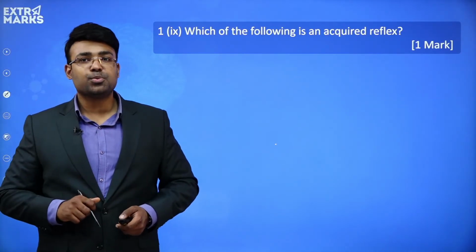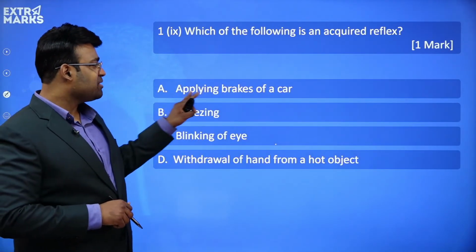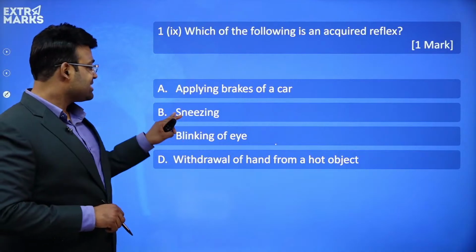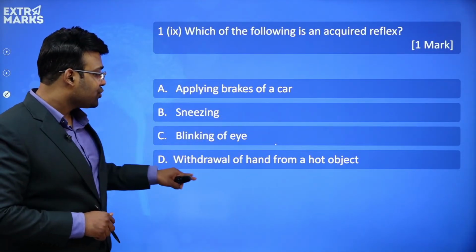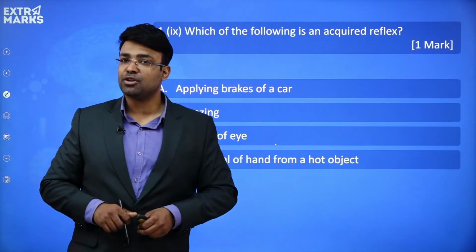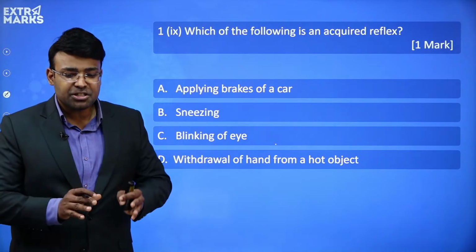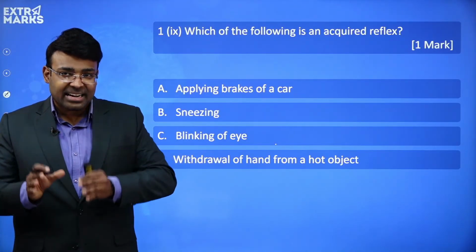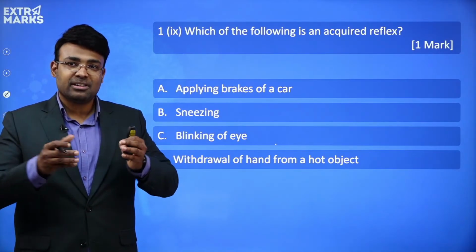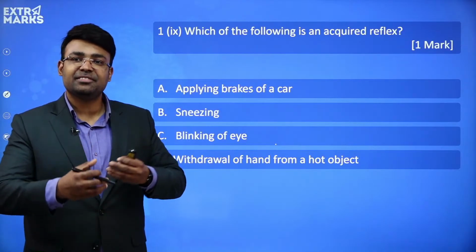So let's see the options and then try to solve the question. The options are: applying brakes of a car, sneezing, blinking of the eyes, and withdrawal of the hand from a hot object. If you see all four options, which option can you think is more practical or related to technology, and which ones are related to nature?